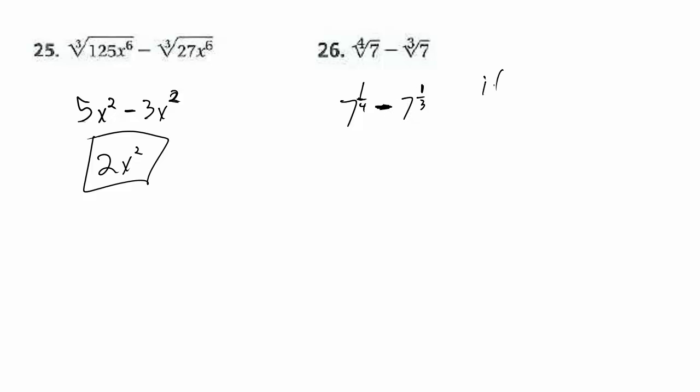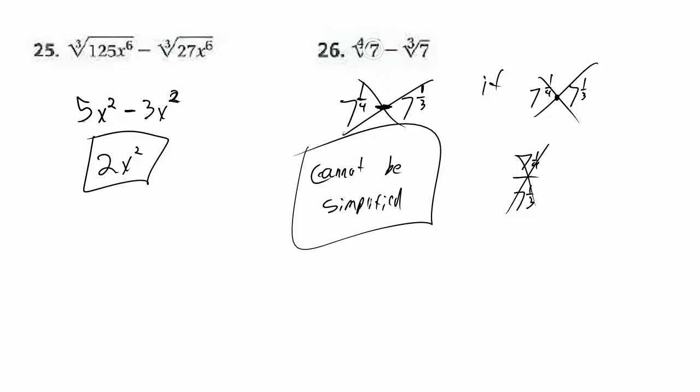Now, if it was 7 to the 1/4 power times 7 to the 1/3 power, guess what? I could add those exponents, and then that would work. If it was 7 to the 1/4 power divided by 7 to the 1/3 power, I could subtract those exponents. But that's not what we're given here. These are unlike terms. The answer is this cannot even be simplified. So you just can't do anything. So the answer is just nope, can't do anything, done. The simplified version of this is the original problem itself.